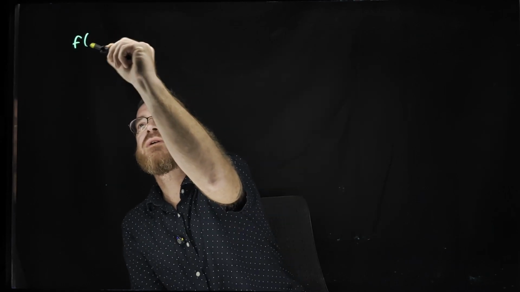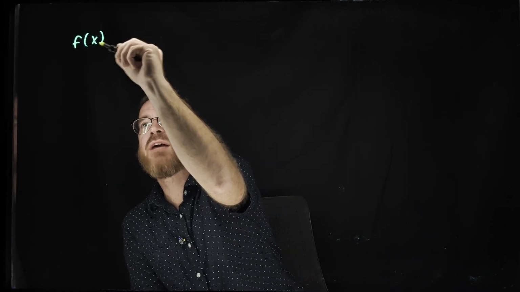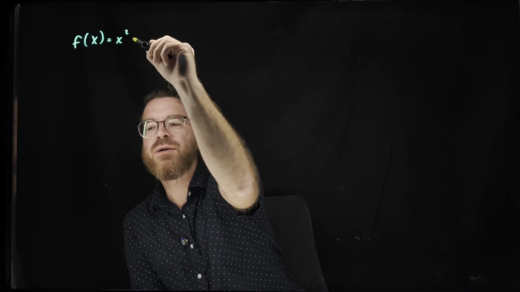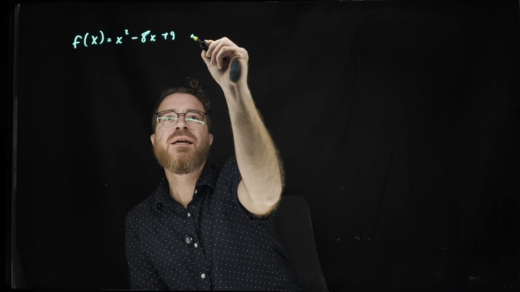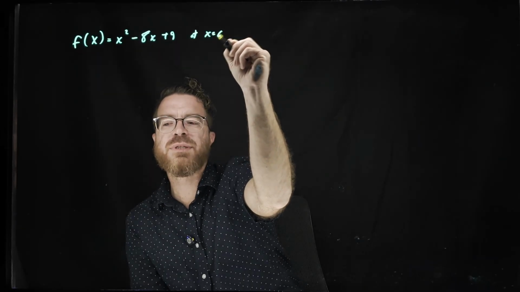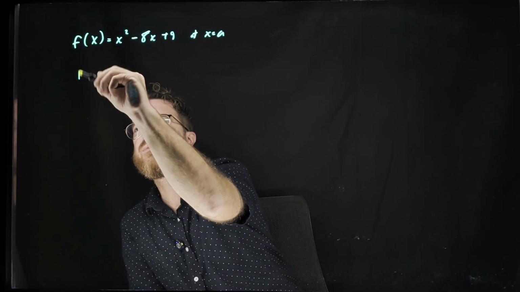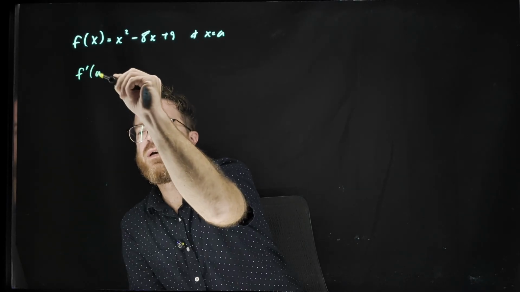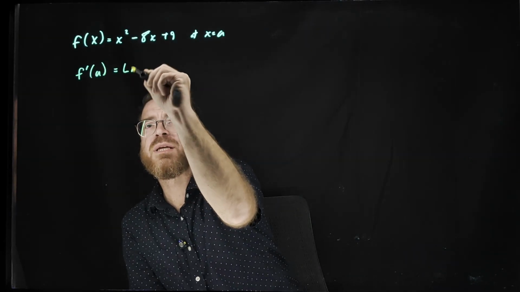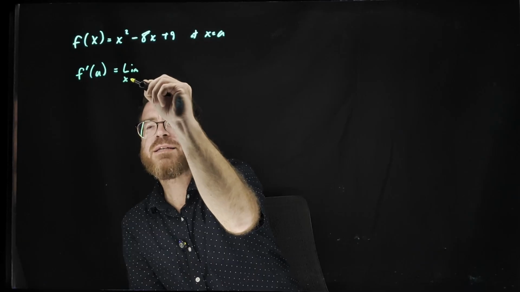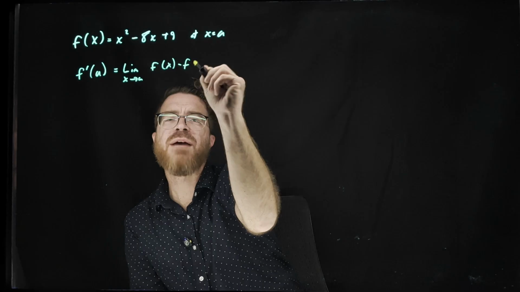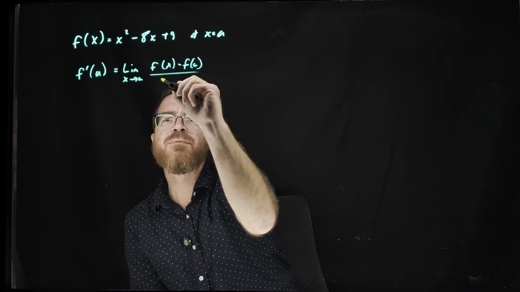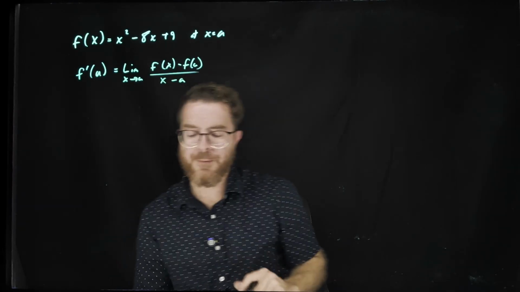Next, we're going to do an example where we find the derivative of the function f of x equals x squared minus 8x plus 9 at x equals a. So first thing we're going to do is say, okay, we want the derivative of f at a, which is going to be our limit as x approaches a of f of x minus f of a divided by x minus a.